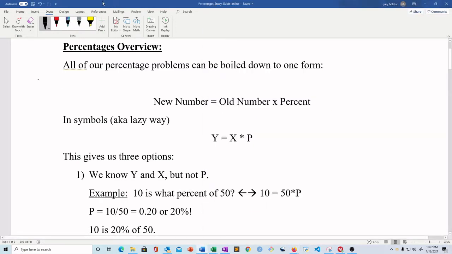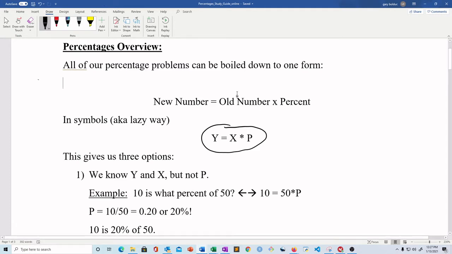Like I just said, for percentages, it's all going to come down to one formula. And that formula is right here: y equals x times p. I have that written in words above. y is the new number. So whenever you're doing a percentage problem, you've got some old number, a starting number. You multiply it by a percentage, okay? And then you arrive at a new number.